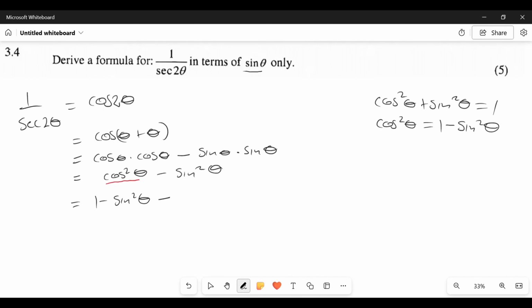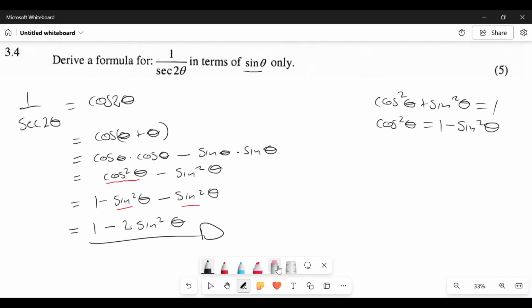Let us not forget we still have sine squared theta there. We have negative sine squared theta and negative sine squared theta. They are like terms, so they give us two of them. The final answer is 1 minus 2 sine squared theta. There is your final answer, guys. This is basically how to derive the double angle identity.